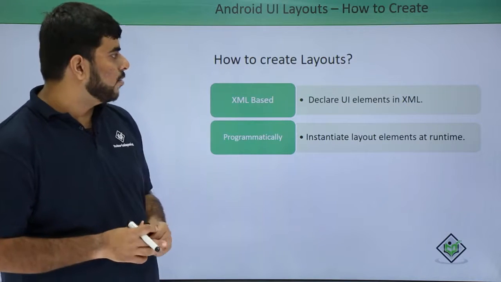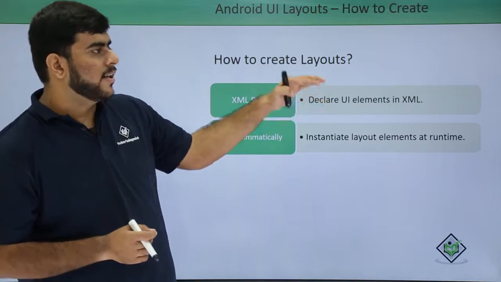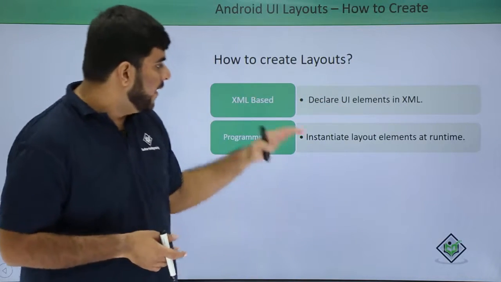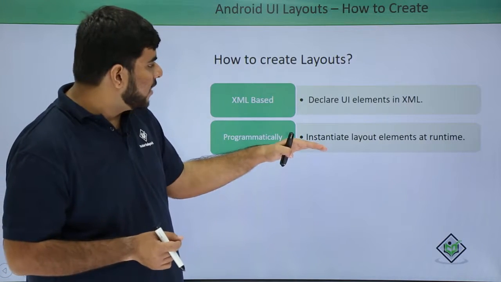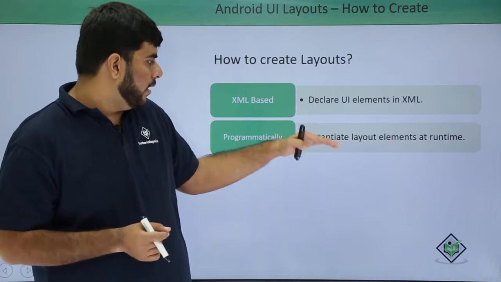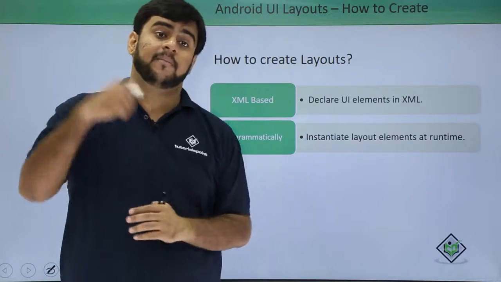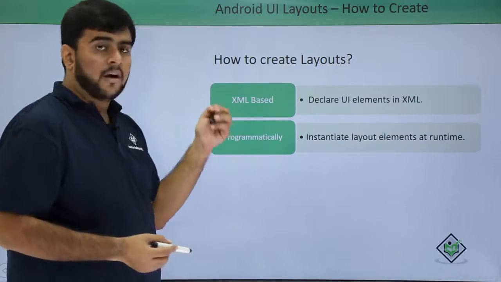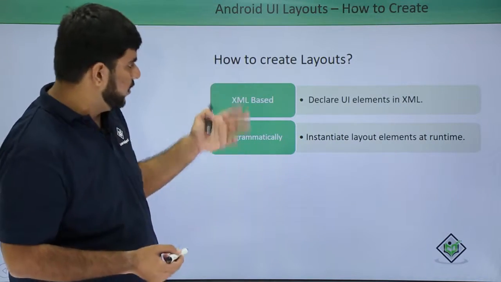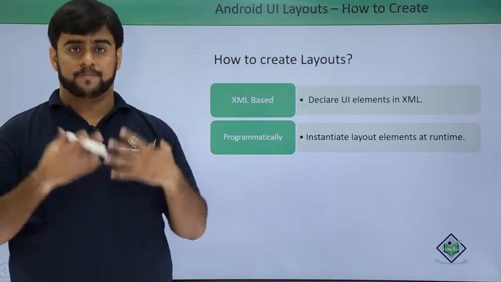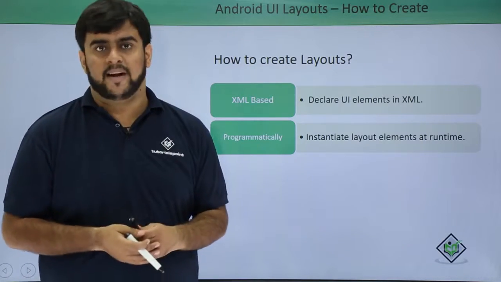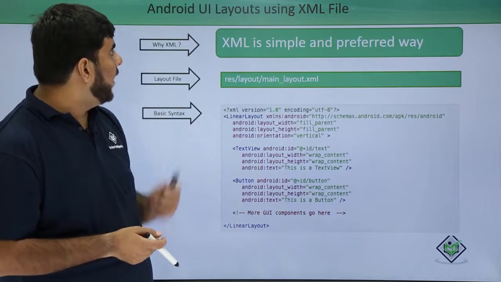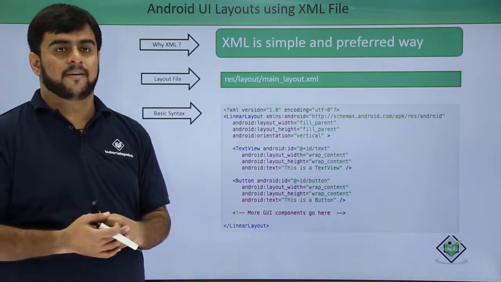We have two ways to create a layout. First is the one in which we declare the UI elements in our XML file, and the next is the one in which we initialize the layout elements at runtime. This is done in our Java file, or programmatically, as we call it. The first one is XML based, in which we do it in our XML file. So let's see the very first way, in which we make the layout using our XML file.